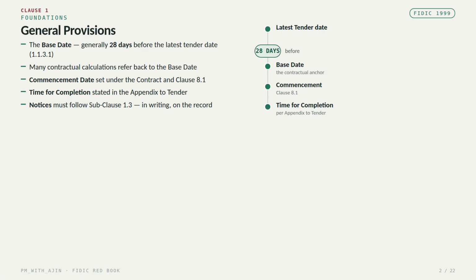Clause 1 establishes the foundation of the contract. First is the base date. Under subclause 1.1.3.1, the base date is generally 28 days before the latest date for submission of the tender. This date matters because several contractual calculations refer back to it. The commencement date is then established under the contract in clause 8.1, and the time for completion is normally stated in the appendix to tender.